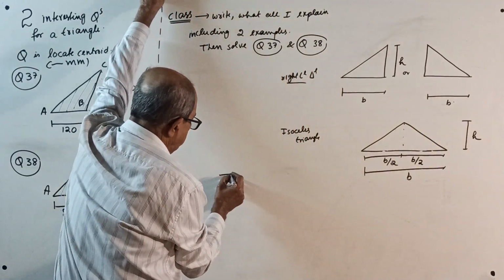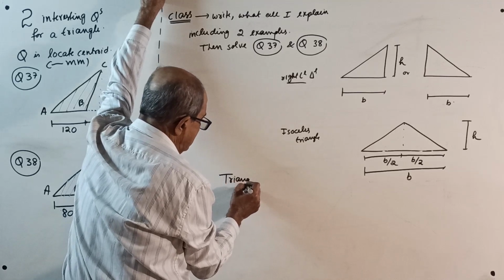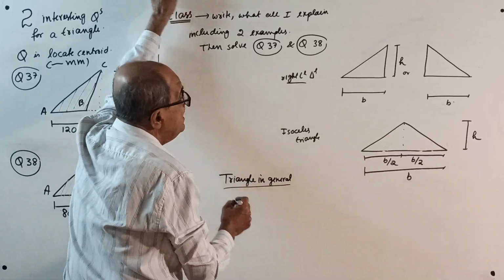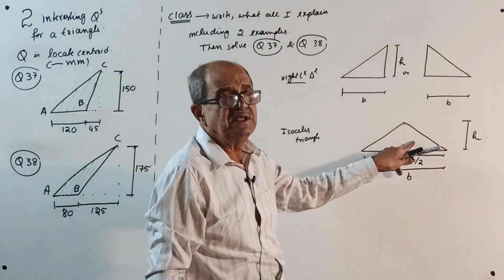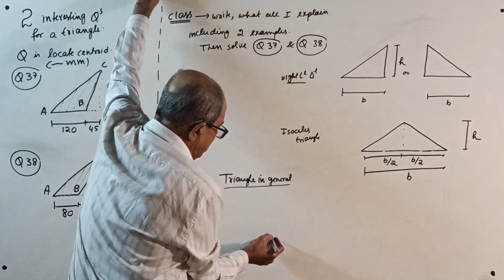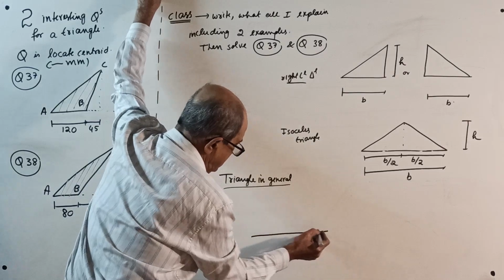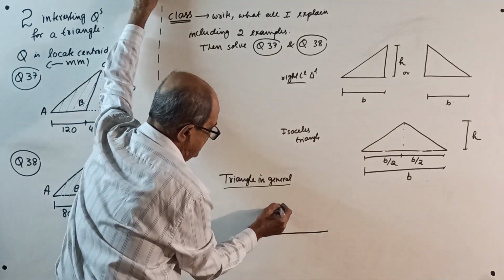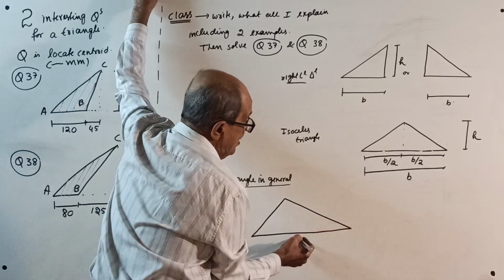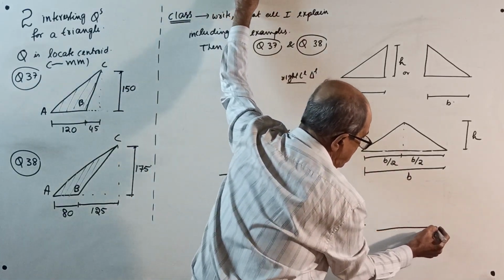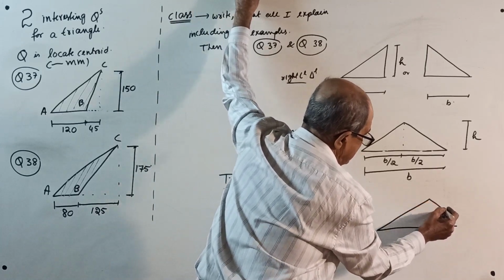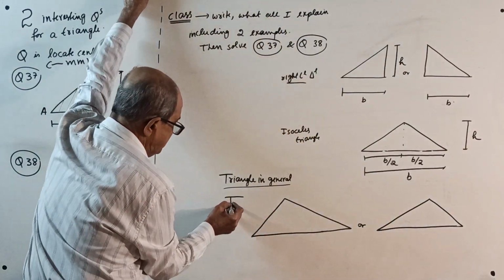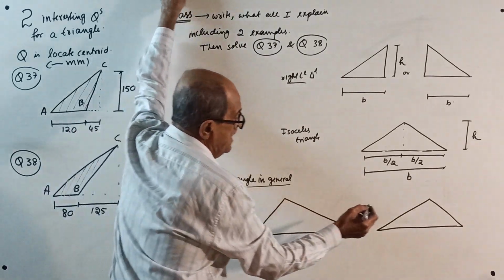And then I told, very important, triangle in general. Triangle in general means it need not be a right angle triangle. It is not isosceles, any random triangle. I have given you 2 sketches; if you remember, one sketch this way and this way, or even one more. Here this is the height H. Here also, height H. Anywhere you mark.